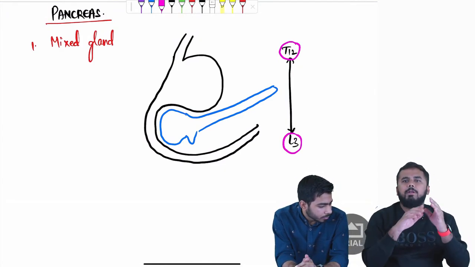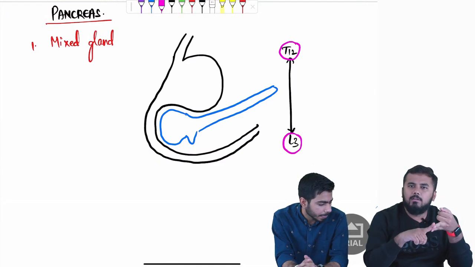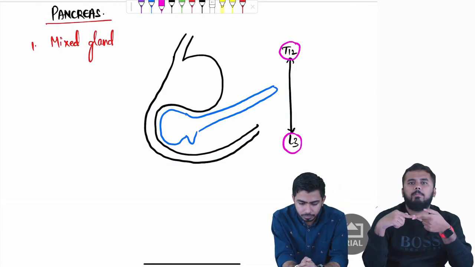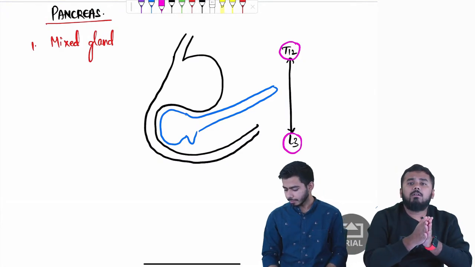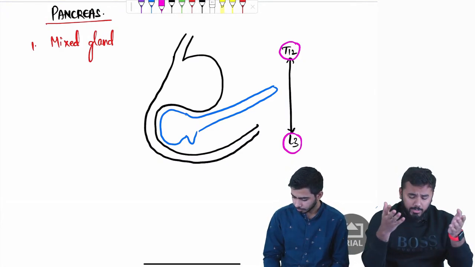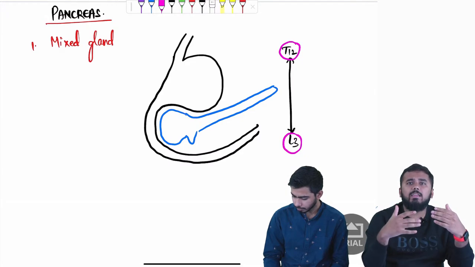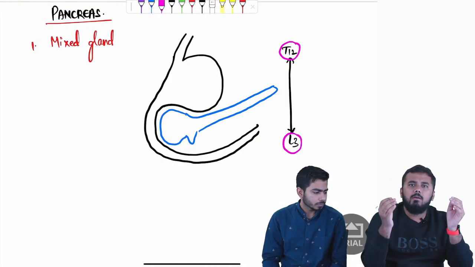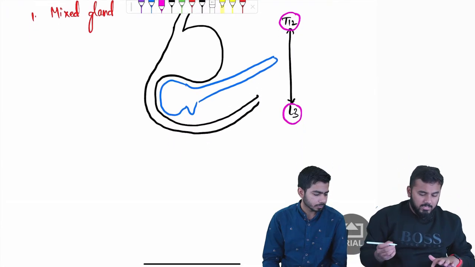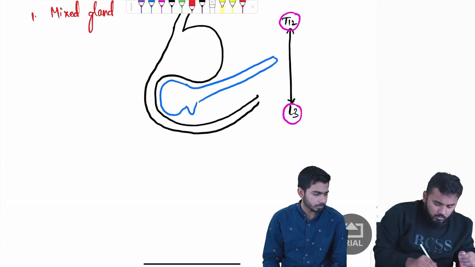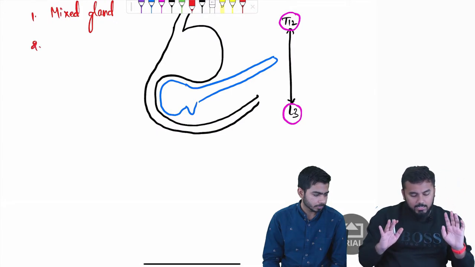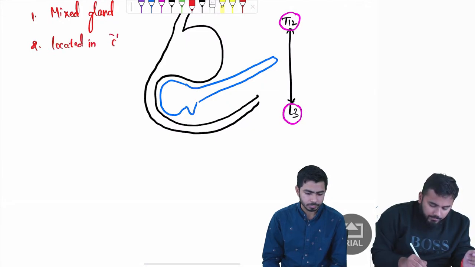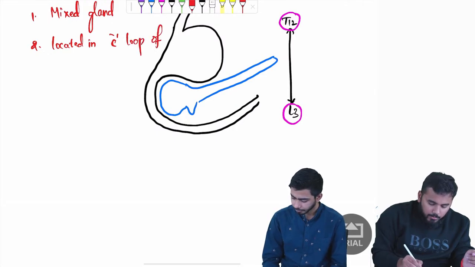You can palpate your liver, and if there is splenomegaly, you can palpate your spleen also. You can palpate your stomach, and let us say your kidneys. But the important thing is that you cannot palpate the pancreas. You know why? Because above the pancreas, there are many organs situated, so the pancreas is deep inside. That is the reason why it is very difficult for us to palpate the pancreas. And as a note, I'm writing that the pancreas is located in the C loop of the duodenum.